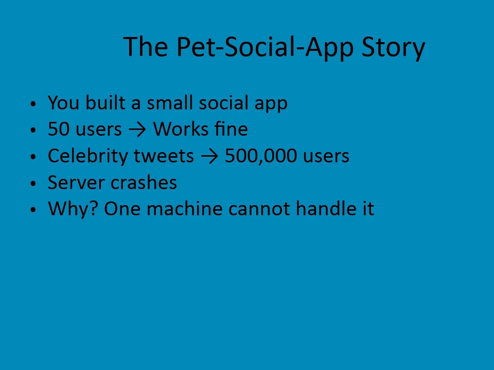But one day, a celebrity posts a tweet about your app on social media. Suddenly, you go from 50 users to 500,000 users in 1 hour. So 500,000 users try to access your app at the same time, and boom, your server crashes. Why? One machine cannot handle it.